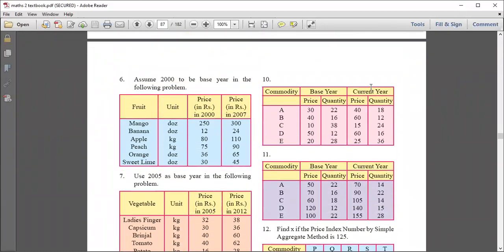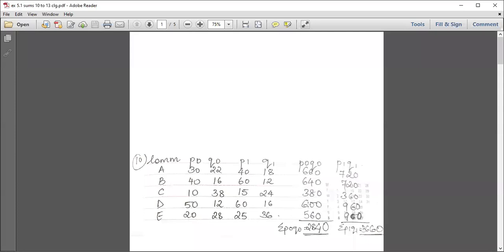Commodity, base year price, base year quantity, current year price, current year quantity. So again, as I told you, in this case we will be preparing 2 extra columns. So here is the screen. As you can see, I have made 2 extra columns, P0, Q0, P1, Q1.